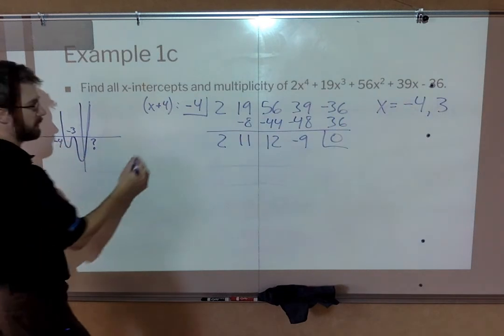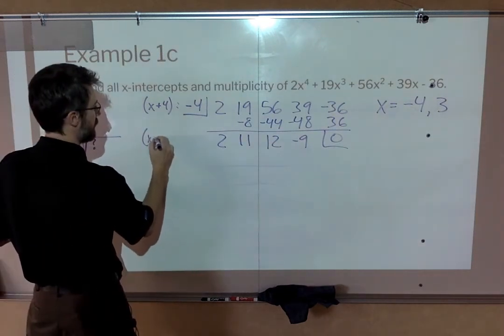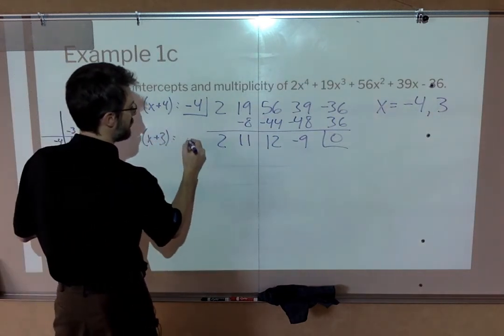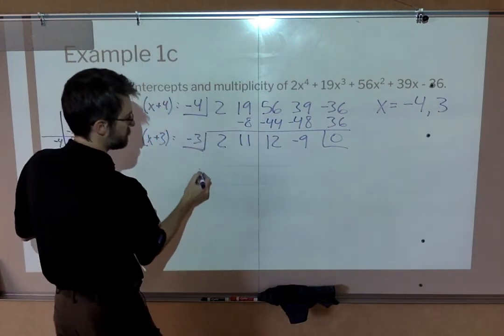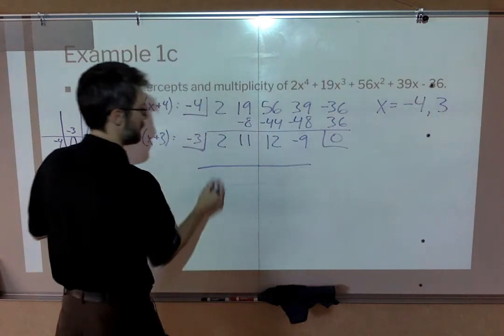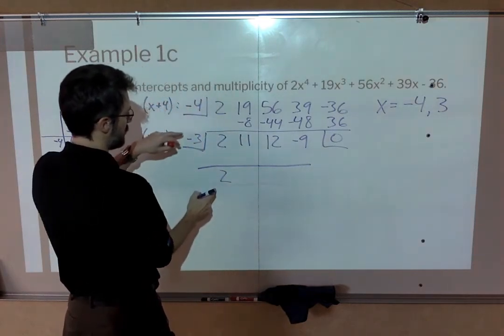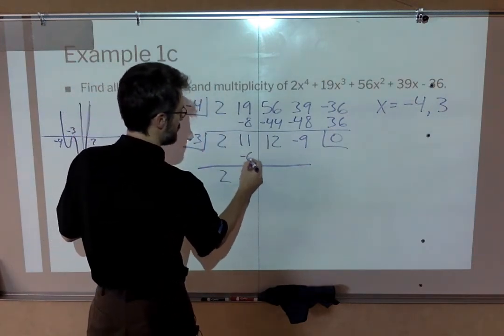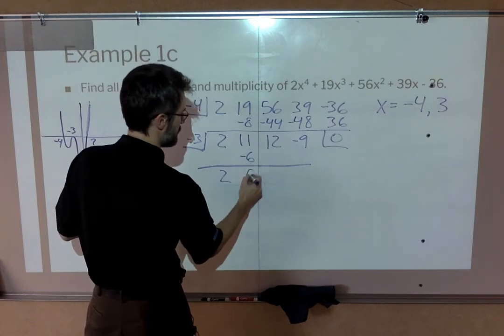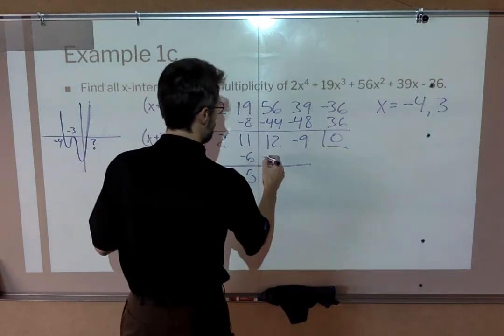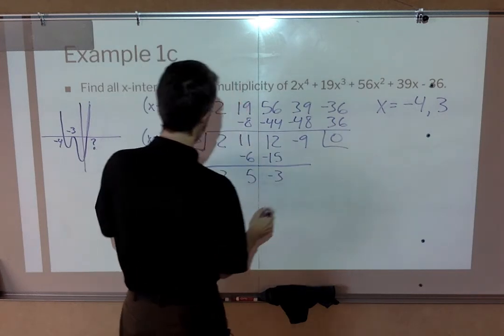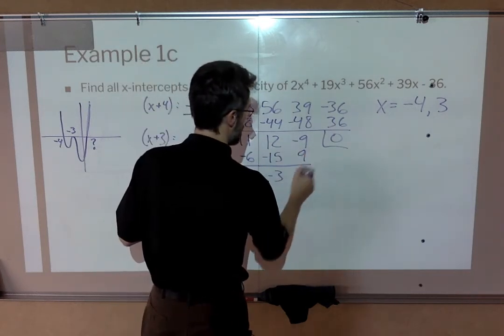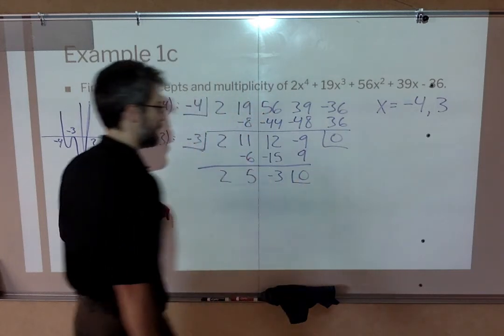All right, now we'll do the next one for x plus 3. I'll take out a negative 3. Bring down the 2. Negative 3 times 2 is negative 6. 11 minus 6 is 5. Negative 3 times 5 is negative 15. 12 minus 15 is negative 3. Negative 3 times negative 3 is positive 9. And our remainder is 0.